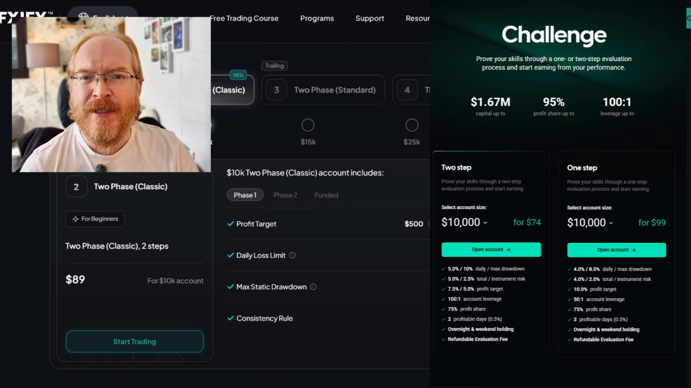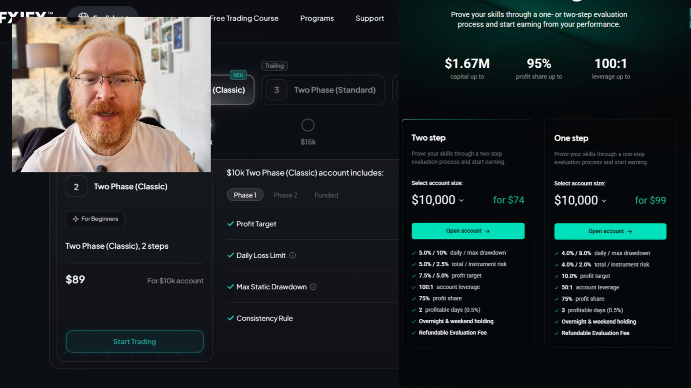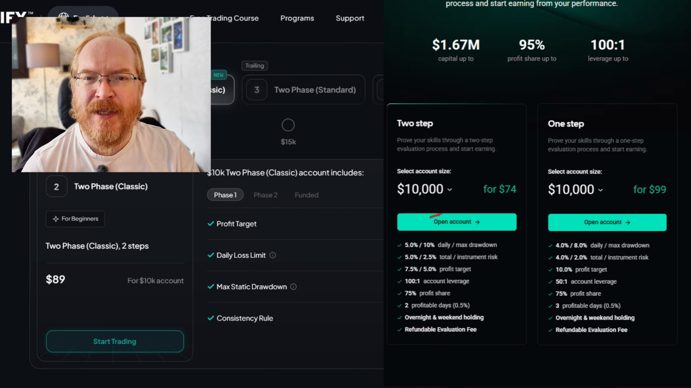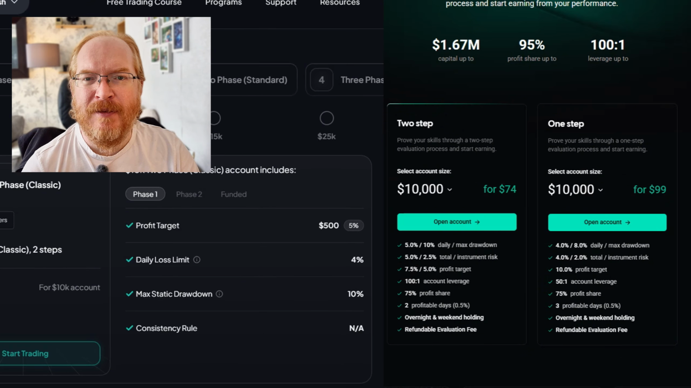One of the standout differences is the profit targets are different between the two, with Finotive Funding on phase 1 requiring 7.5%, and then on phase 2, just 5%. Whereas with Fxify, phase 1 is 5% and phase 2 is 10%. So you do need to make a bit more on Fxify's account compared to Finotive Funding with regards to profit targets. But adding the two together, it's not that much difference. It's 12.5% for Finotive Funding and 15% for Fxify in total across the two phases.